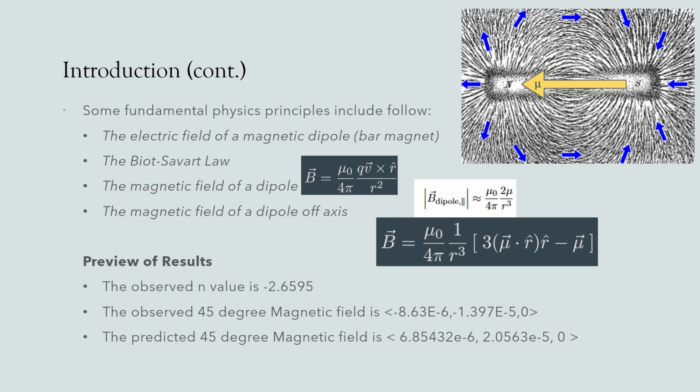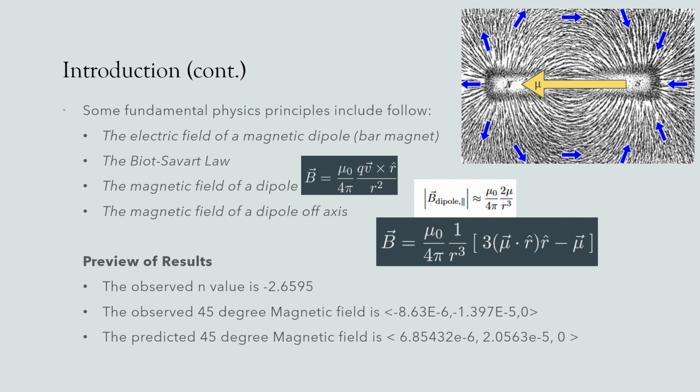Fundamental physics principles include the following: the magnetic field of a bar magnet, the Biot-Savart law, the magnetic field of a dipole, and the magnetic field of a dipole off axis. As we can see here on the right is a picture of a bar magnet and the dipole it creates, with the flow of a magnetic field going from the south pole to the north pole.